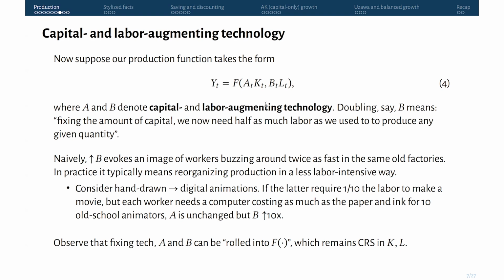Observe that if we're not thinking about A and B changing over time, but we're just talking about changes in the quantities of capital and labor at a given time, we can ignore the A and the B. We can just roll them into the shape of the production function, and that'll sometimes be convenient just to make things simpler. But it also reveals that if your production function was constant returns to scale before you thought about factor augmenting technology, it'll remain constant returns to scale, right? Double the K means double the AK, and so on.